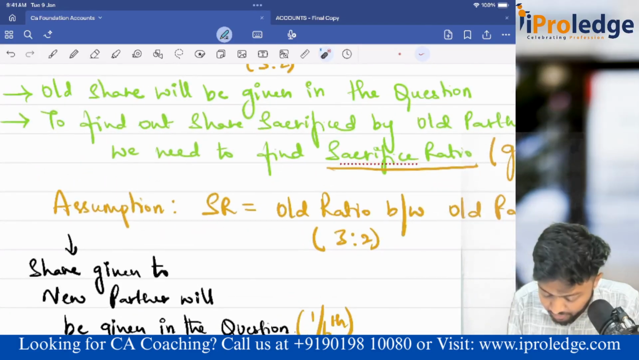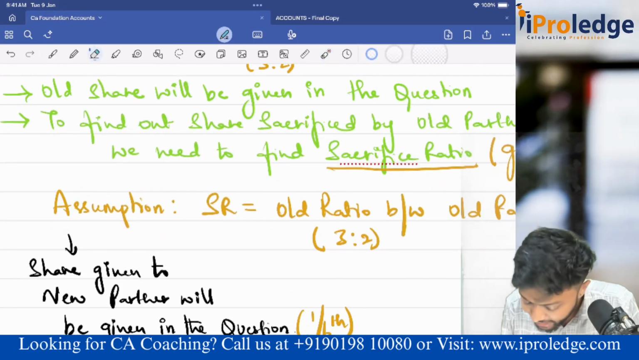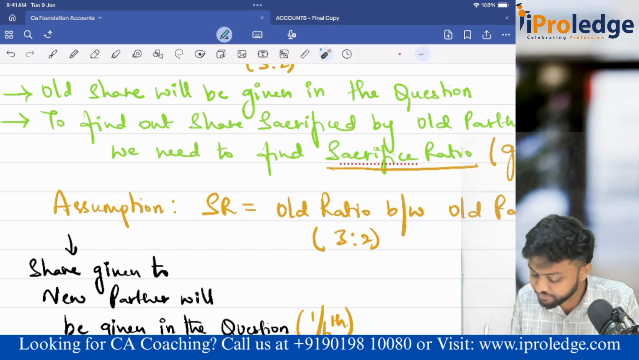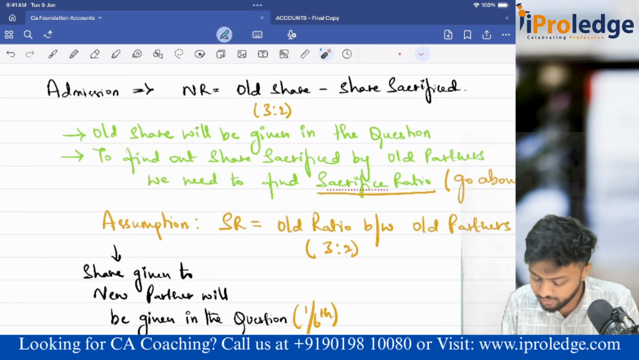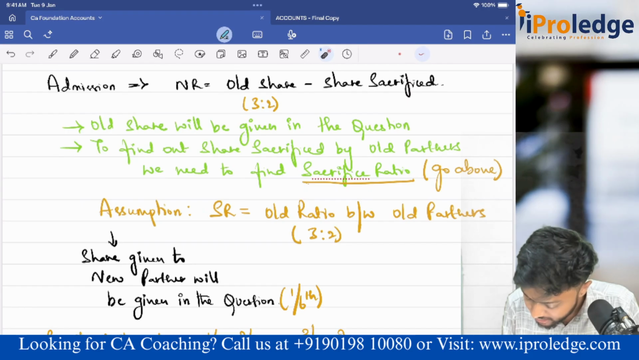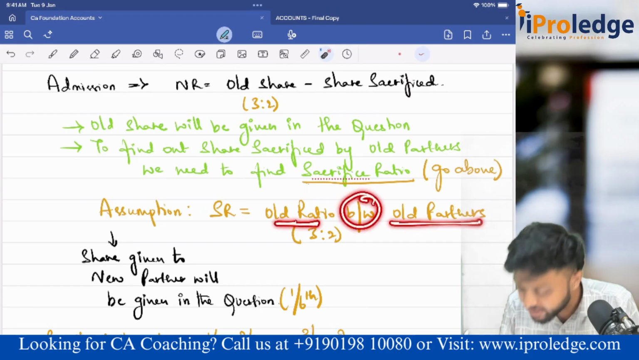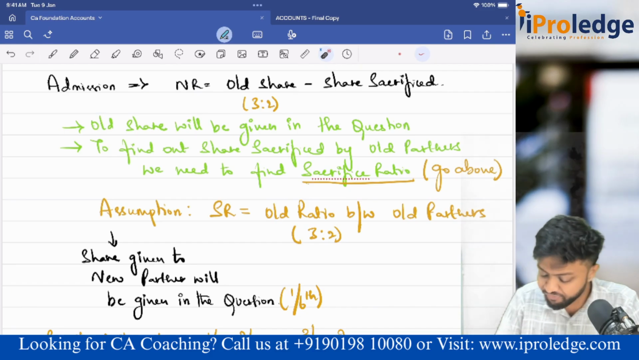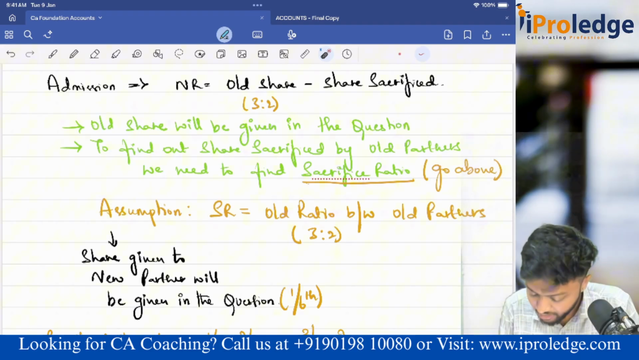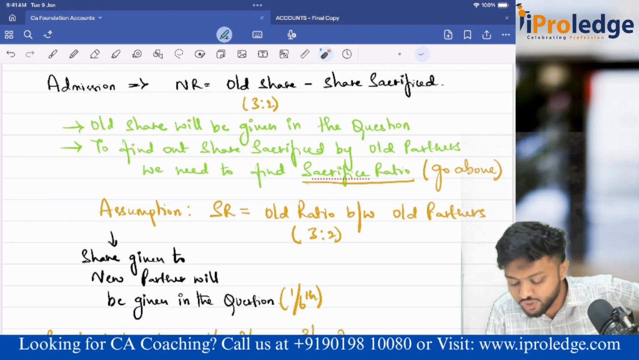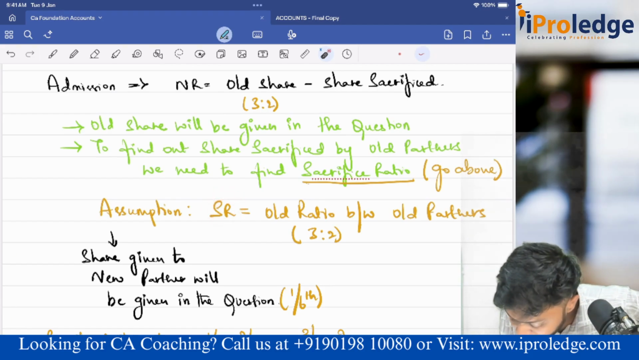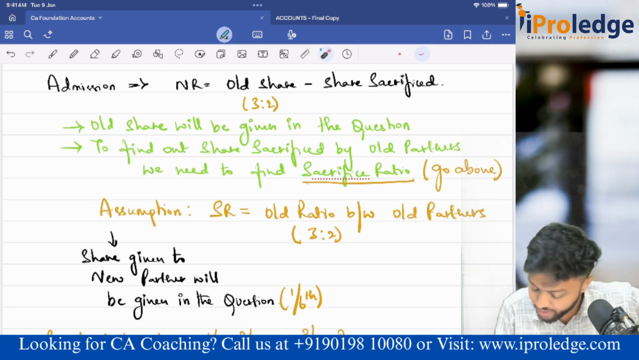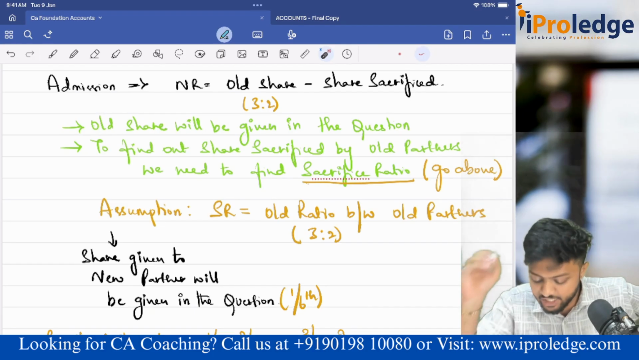Now I have to take one assumption. You know what assumption I am taking? I am taking the sacrifice ratio to be the old ratio between the old partners, the existing partners. I am taking that as the sacrifice ratio. Clear? Now see here, what was my old ratio? 3:2, and my sacrifice ratio I am assuming to be the old ratio among the old partners, which is 3:2. So I took this assumption. Now with the assumption can I go forward? Yes, let's go forward.